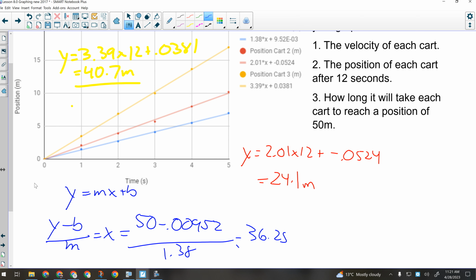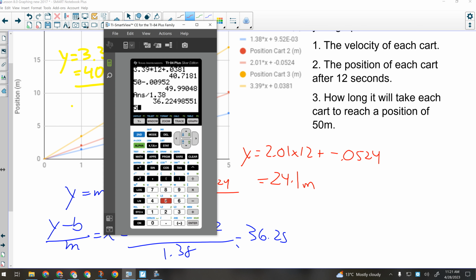Okay, for the red cart, we're looking for how long that will take. It will be 50 minus 0.0524, divided by 2.01, so we're looking at 24.9 seconds. And for the yellow car, it'll be 50 minus 0.0381, divided by 3.39. And we get the smallest amount of time because obviously that's the fastest car, 14.7 seconds.